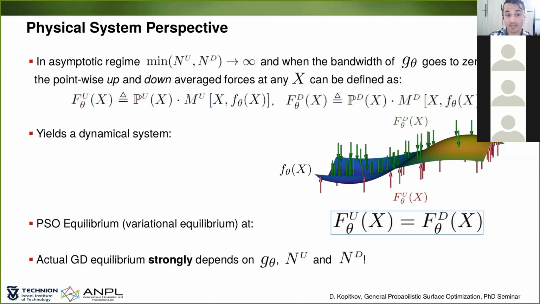So to conclude, if we would have some very perfect physical system with many training points and the bandwidth of our model kernel being very small, basically an infinitely flexible surface, then we would achieve the variational equilibrium. In actual optimization, the equilibrium strongly depends on properties of the model kernel and the number of points. So this gradient descent equilibrium is somehow close to the variational equilibrium, but it's not exactly the same. We'll see more information about this equilibrium later on.